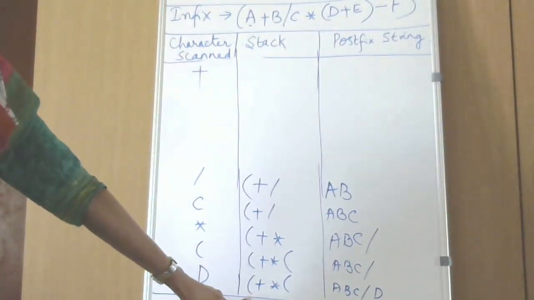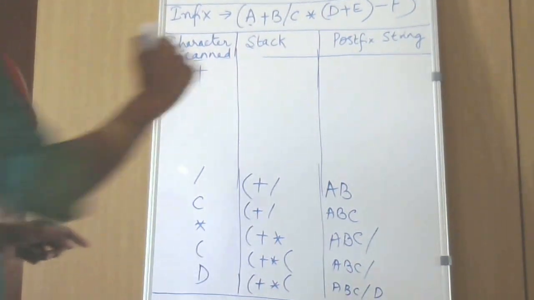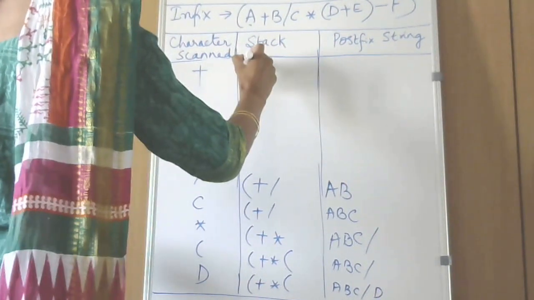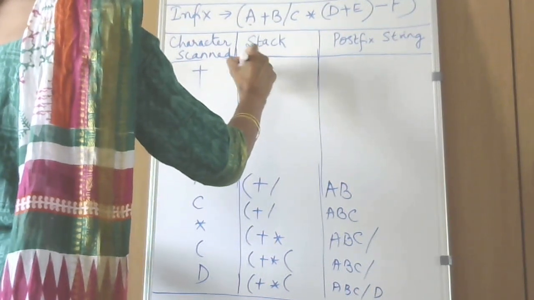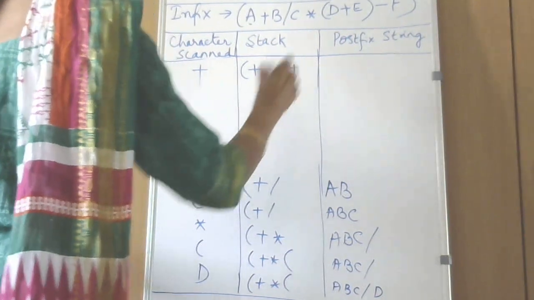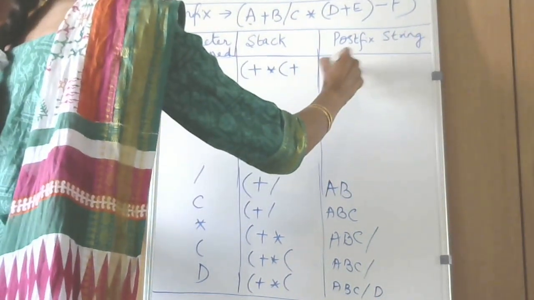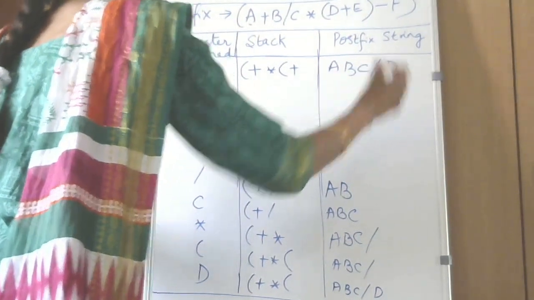Okay, here if you observe, you have open braces. Once braces come in, you don't have to compare the operators. You can simply push the operator. So, you have slash, open braces, plus, star and then plus again. Here you will have A, B, C slash D.